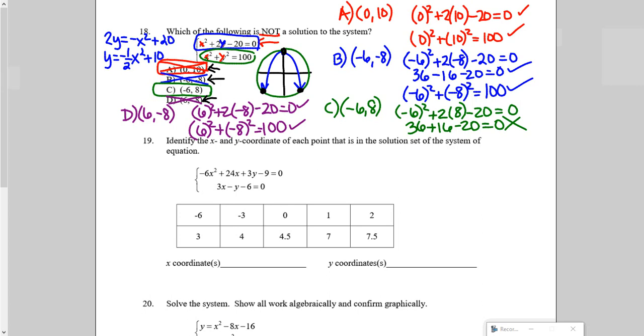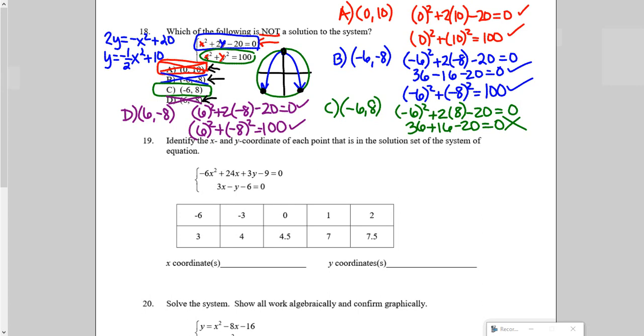All right. Number 19 asks you to identify the x and y coordinate of each point that is a solution set of the system of equations. So sometimes they ask us for either the x or the y. Make sure you pay attention if they ask for only one, that you're giving the correct one that they're asking for. Again, I'm going to try to do this without my calculator.